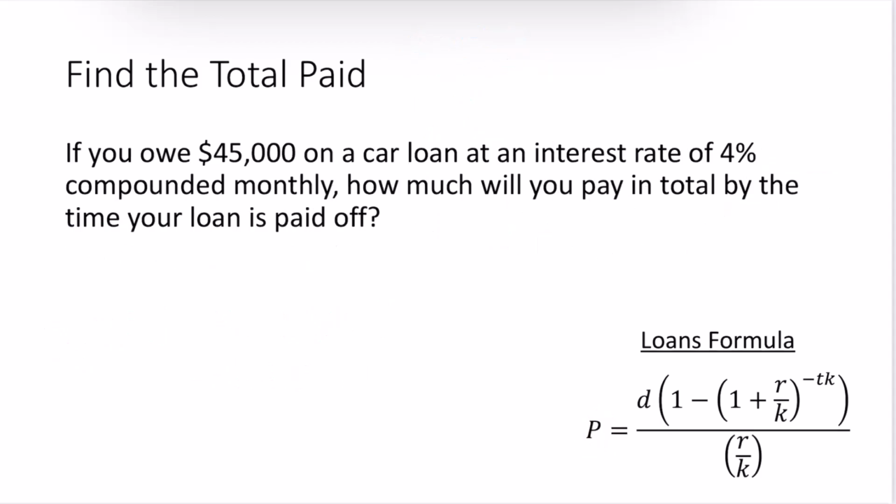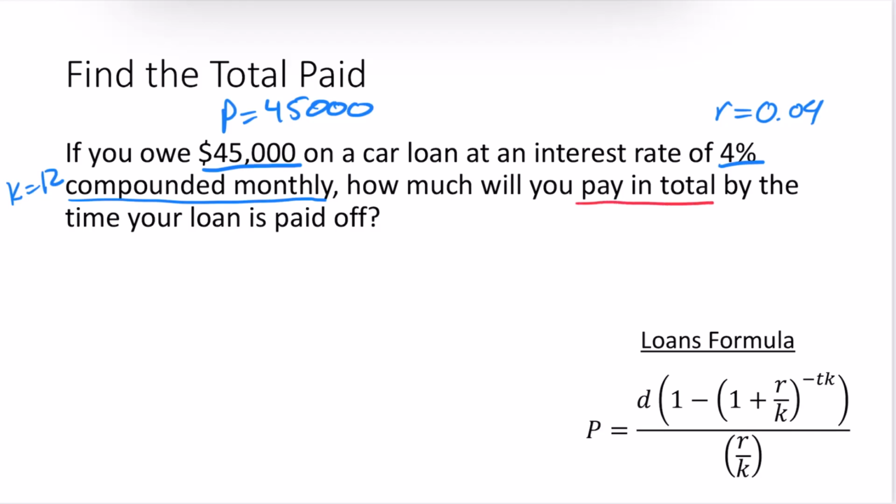As another example, let's say that we owe $45,000 on a car loan that has an interest rate of 4% compounded monthly, and the question is how much will you pay in total by the time your loan is paid off? So in this problem, we know that the loan amount, or P, is $45,000. We know that the interest rate is 4%, and we know that it's compounded monthly, so K equals 12. And the question is how much will we pay in total?